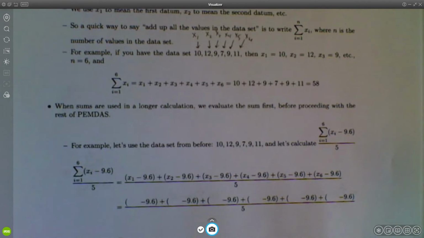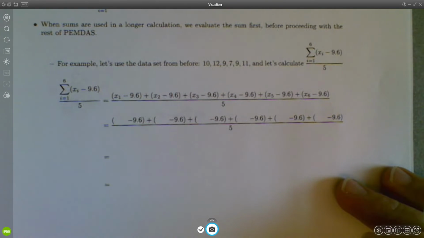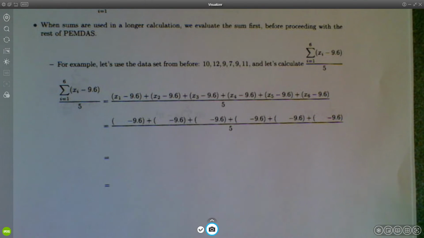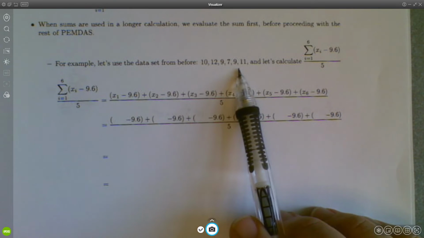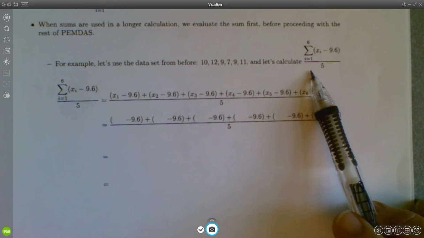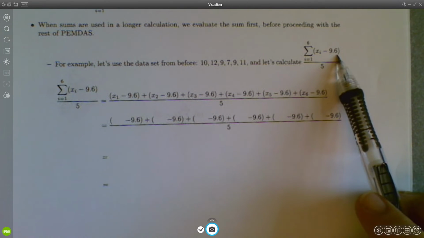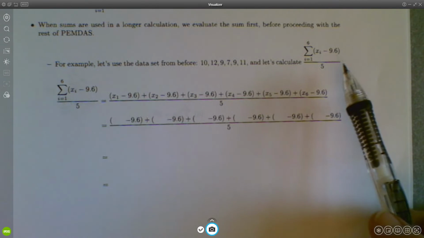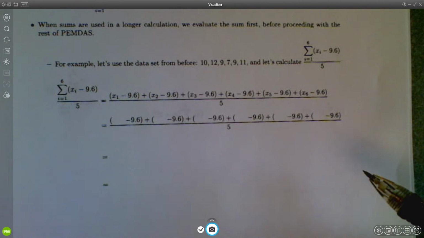Okay, when sums are used in longer calculations, we evaluate the sum first before proceeding with the rest of the order of operations. So let me give you an example of this. Let's say that this is our data set, same data set as before, 10, 12, 9, 7, 9, 11, and let's say that we wanted to calculate this thing, right? So the sum from i equals 1 to 6 of x sub i minus 9.6, divided by 5. So before we do the division, we want to take care of this sum first.